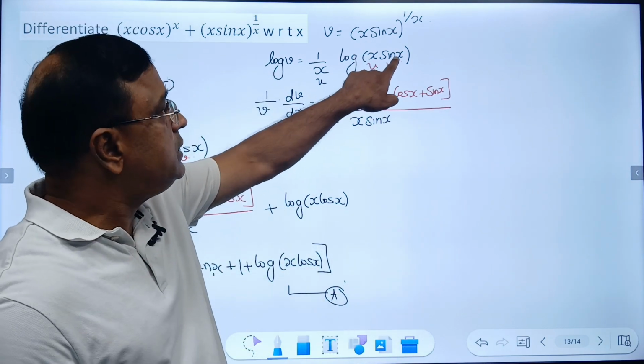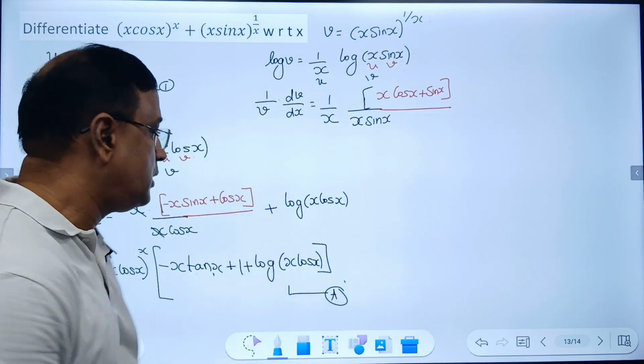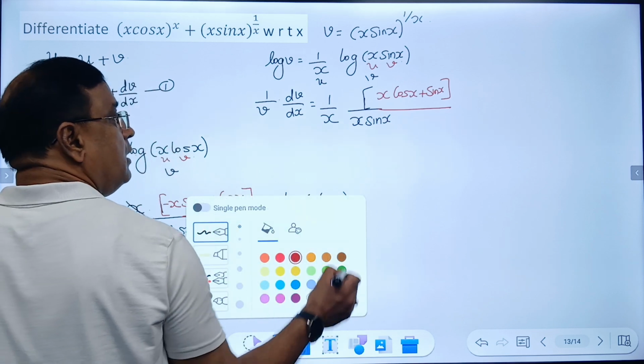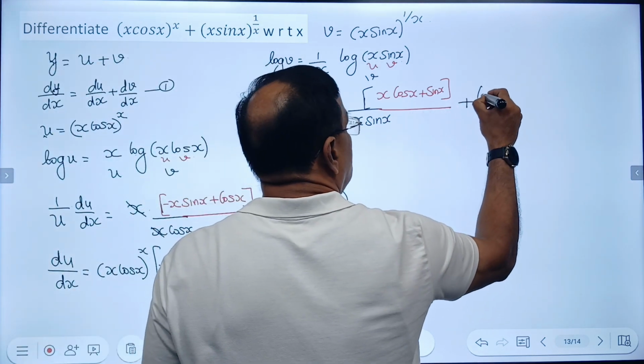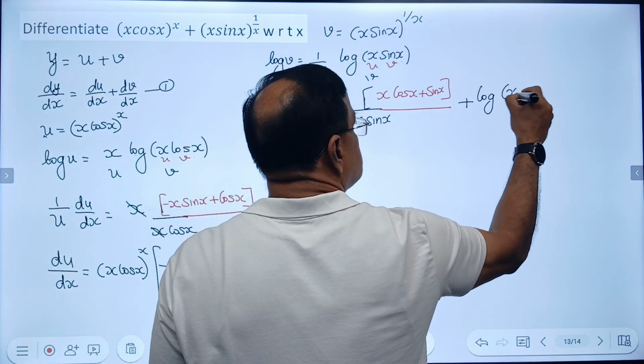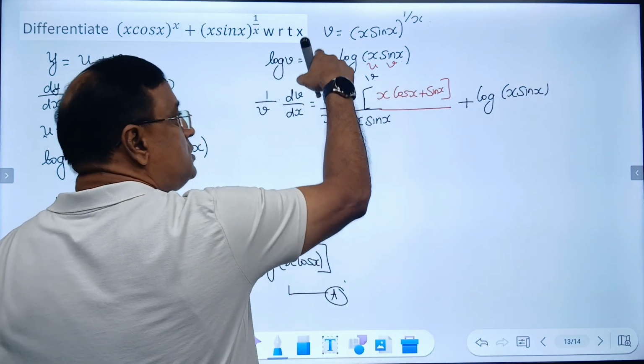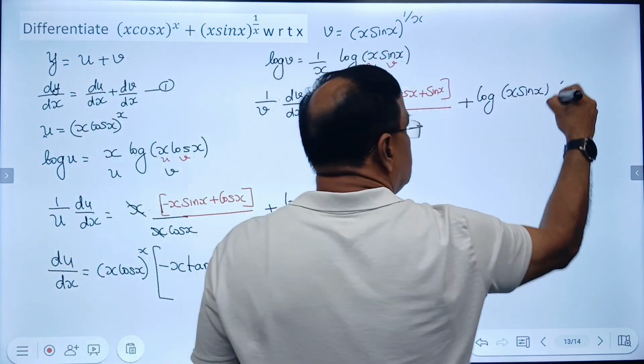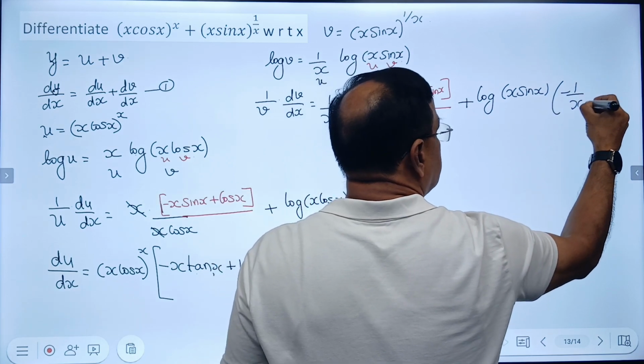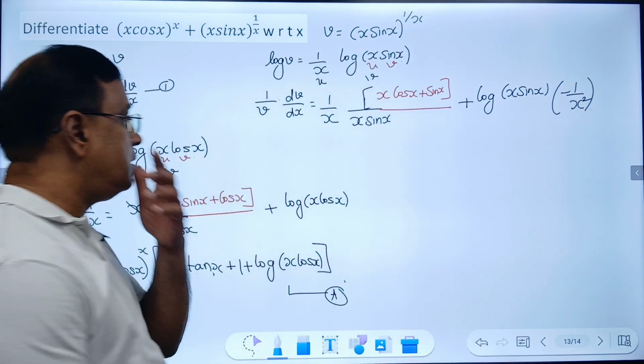U into v dash plus v into u dash. Okay, so that finishes that. Plus log of x sin x, that is v, v into, what is differentiation of 1 by x? Differentiation of 1 by x is minus 1 by x square, correct?